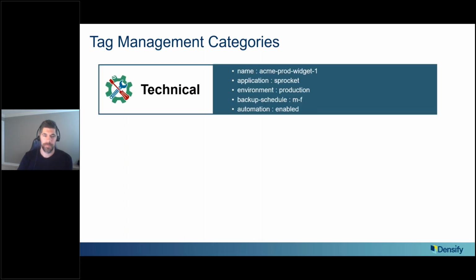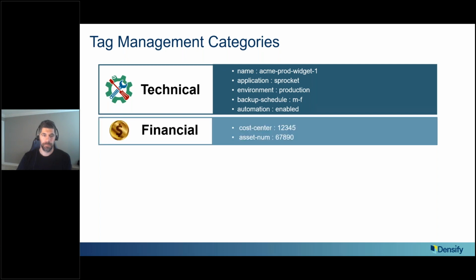Tag management typically falls into one of these management categories. So first is technical, and this is all about the naming of the systems using baseline naming conventions, defining the base application that a system is running, the environment it's located in, the kind of operations that your IT department would be doing with it, whether it's backups, patching, identification, whether it's part of a disaster recovery group, and whether it's part of an automation system of sorts.